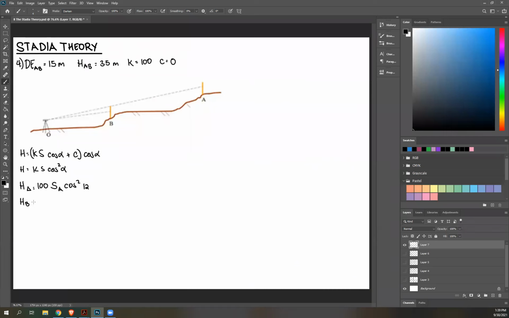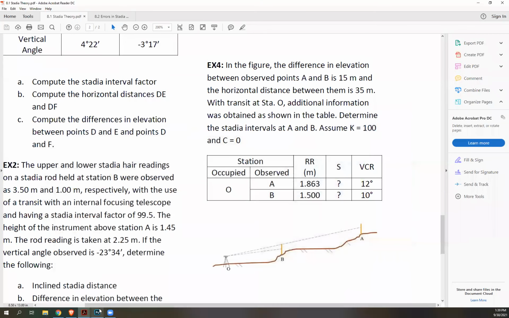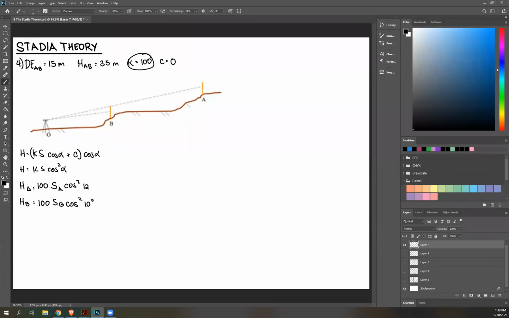So HB equals, again, K is the same. It's a constant. That's still 100. And then sight reading at B. And then cosine squared. Let's get the vertical angle at B. That's 10 degrees. Okay. And then, remember, we have another given with regards to horizontal distance. And that's distance between A and B is 35.